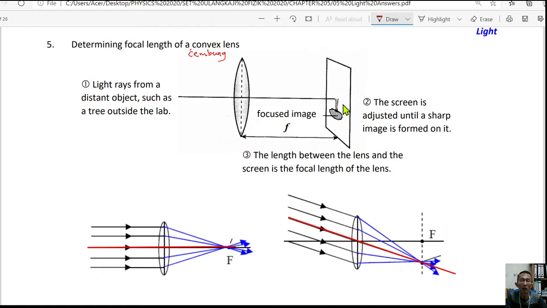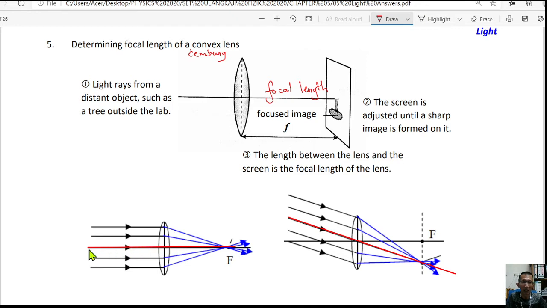As I said just now, we adjust the screen until we get the sharpest image formed on the screen, and then we measure the distance between the lens and the screen. So this distance is our focal length. Focal length, jarak fokus. Simple, right? So if I draw a ray diagram for this, you will get something like this.